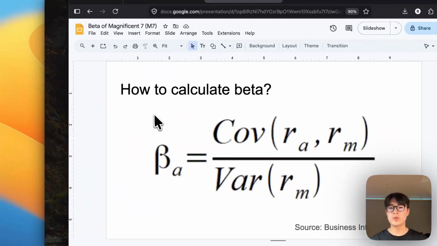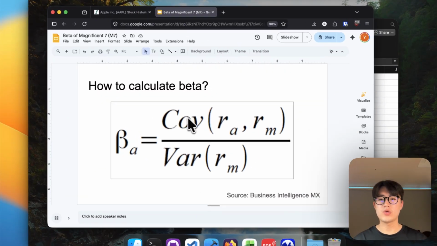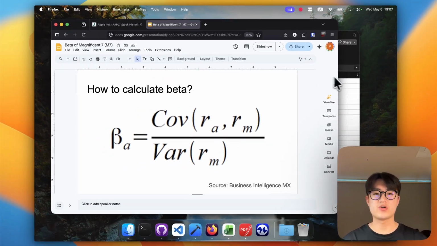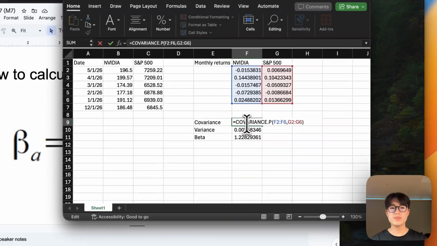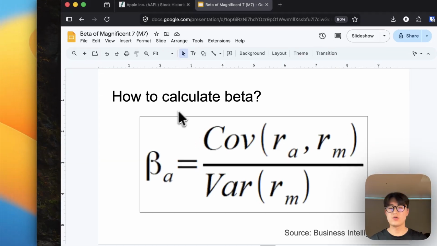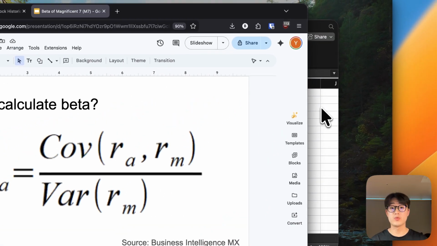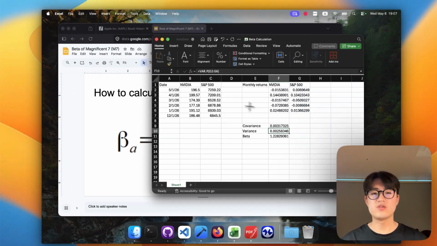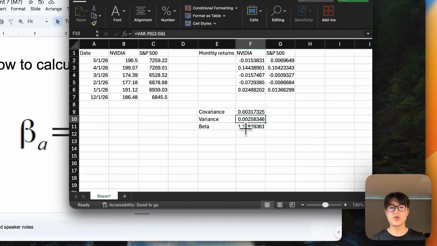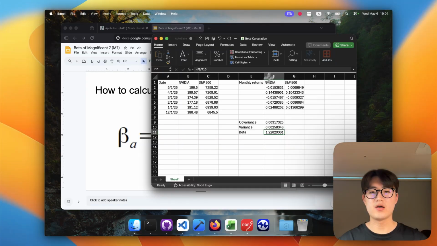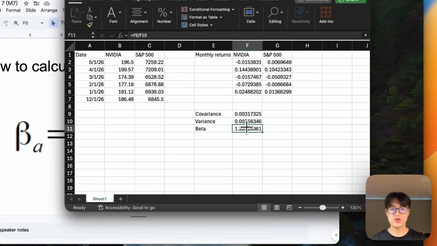If you remember from the formula, we have to calculate the covariance of the stock return and the market return. So that is done right here, covariance, stock, and market. And then we have to calculate the variance of the market return, which is calculated simply like that. Then if we divide the covariance by the variance, we get the beta, which is 1.2208 right here. It's a very short observation period, so the number may not be accurate.